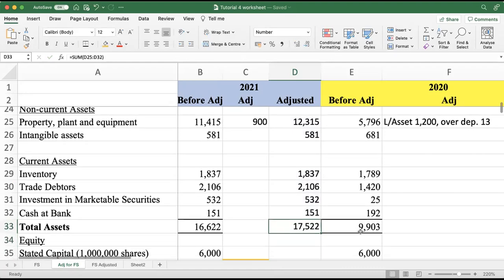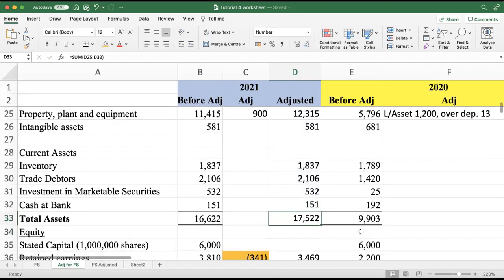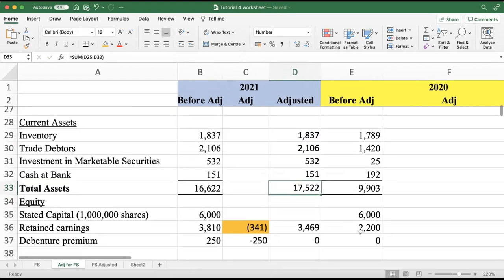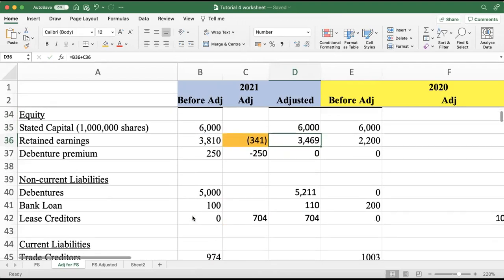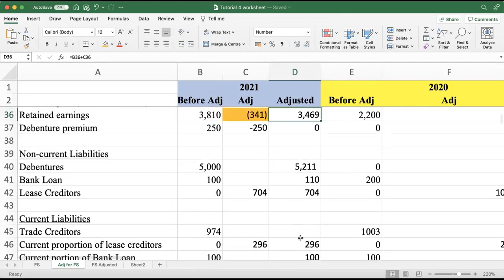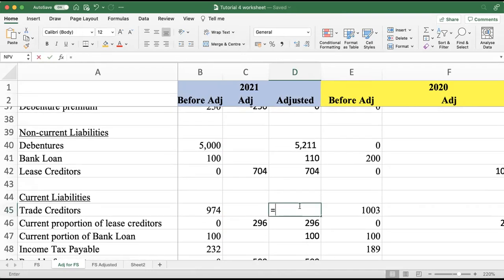Total assets, 17,522. Stated capital, same as before. Loans, we have adjusted debentures, creditors, lease creditors. We got the adjusted values. Trade creditors, there is no adjustment. The adjusted value is 974.